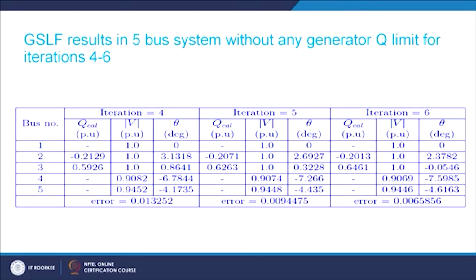So, we keep on doing these calculations for iteration 4, iteration 5, iteration 6. You can see from all these results that for all these iterations we have first calculated this QI for both these generators, and everywhere we are finding that their values are well within the limit. So, their magnitudes are maintained at 1.0, only their angles are being calculated, and the voltage magnitudes of both the load buses are being updated, both the angles as well as the voltage magnitudes.